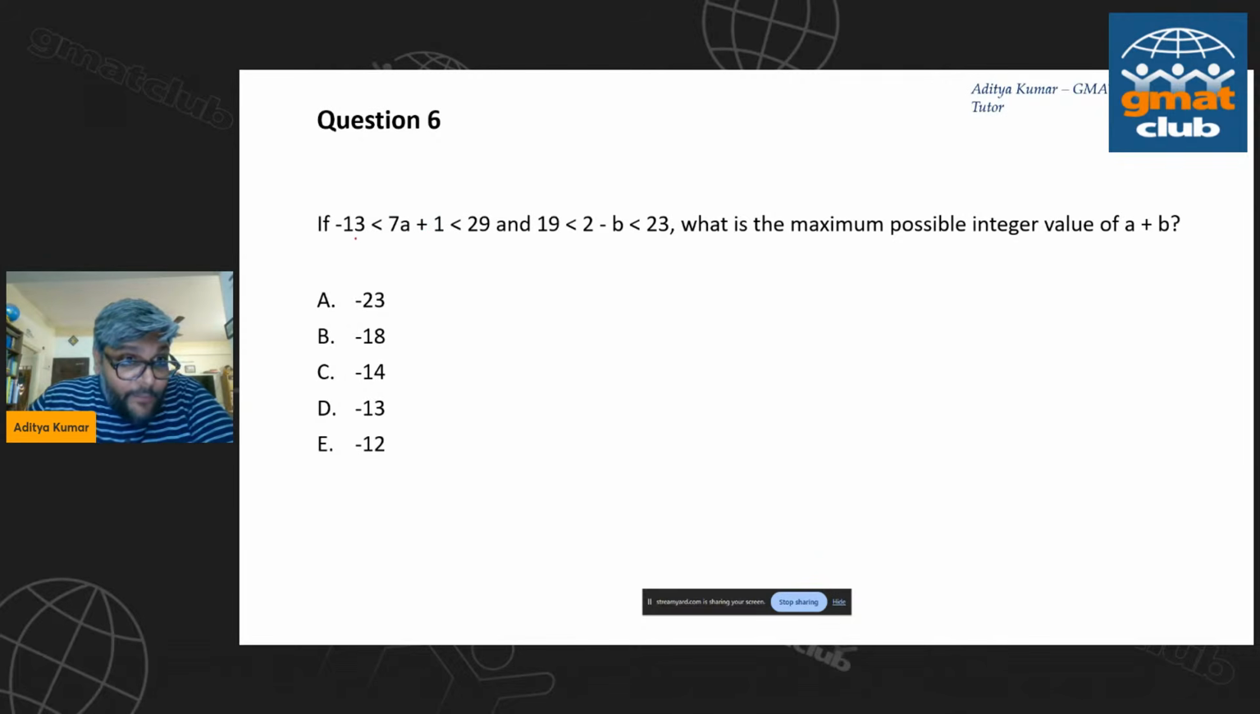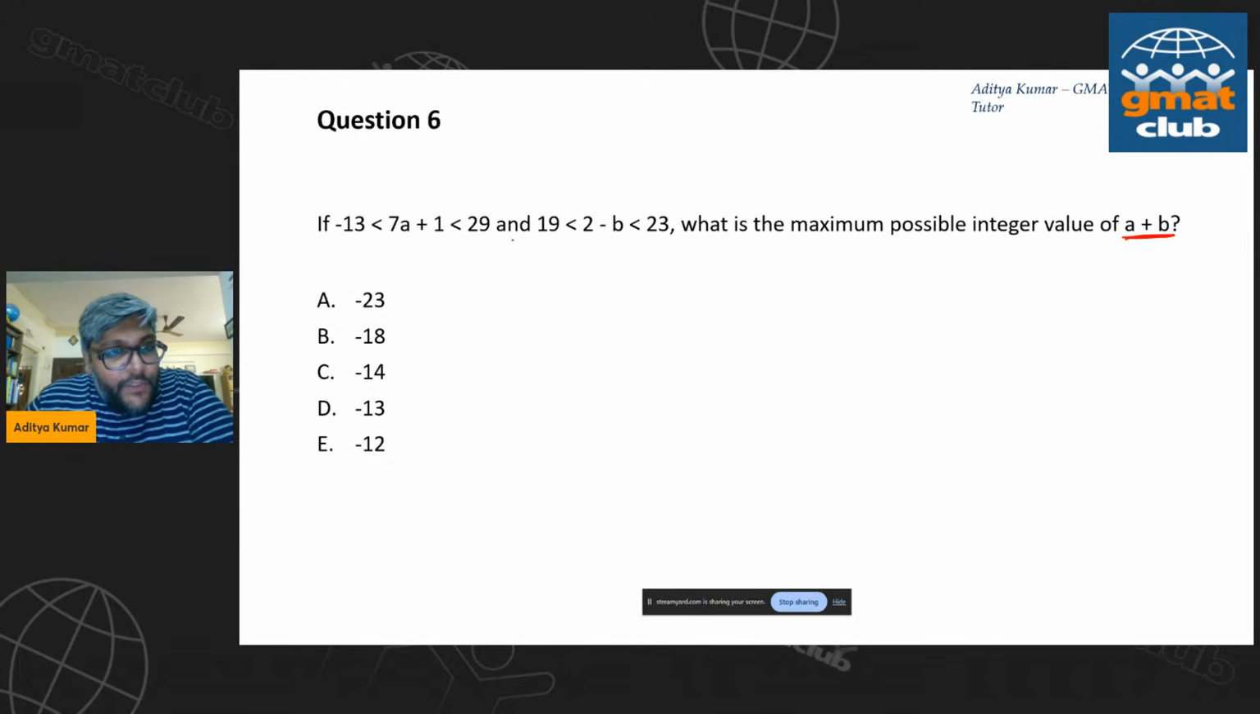Like I said, it's important for you to look at the question, understand what the question is asking, and link it to the rules and properties that we have. Again, our entire focus is to break it down using algebra and then try to analyze staying within the purview of the rules that we're going to discuss, right? So looking at the question, I have a finite range for 7a plus 1, a finite range for 2 minus b, and the question's asking me for a plus b.